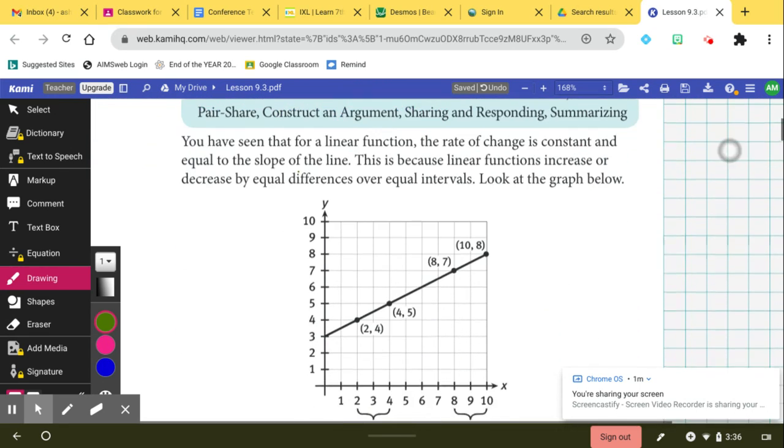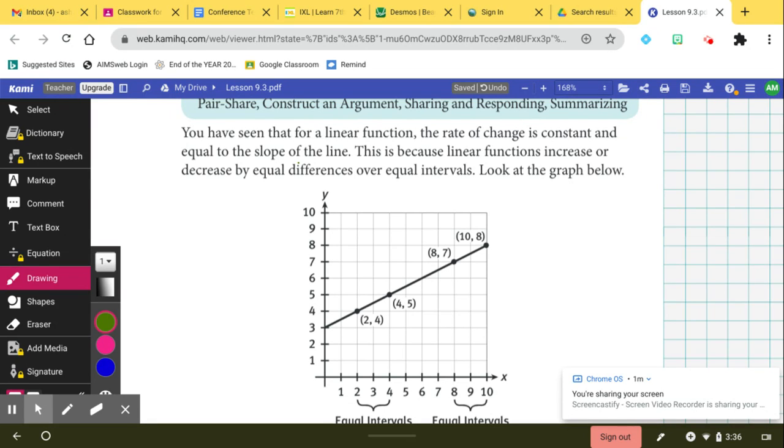It says, you have seen that for a linear function, the rate of change is constant and equal to the slope of the line. So for a linear function, the rate of change is constant and equal to the slope of the line. What that means is that my slope is going to remain constant throughout my function. So it's going to form a straight line. This is because linear functions increase or decrease by equal differences over equal intervals.